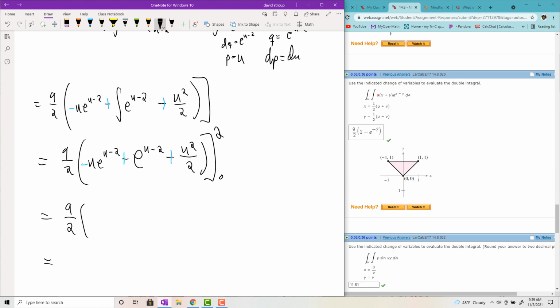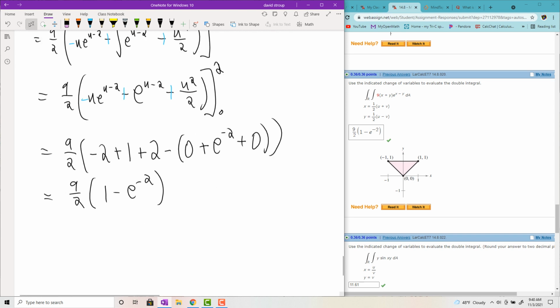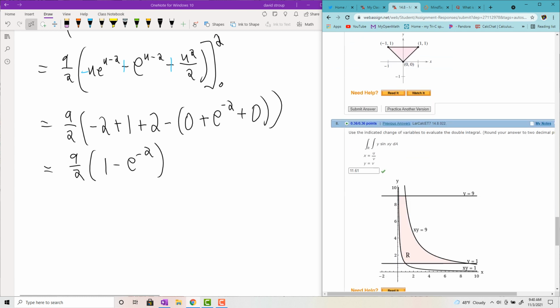Anyways, plugging in 2, what do we get? So we get negative 2 and then e to the 2 minus 2, which is just negative 2, plus e to the 2 minus 2, which is just 1, and then plus 4 over 2, which is 2, then minus 0 plus e to the negative 2 plus 0, and of course that's just 9 halves times 1 minus e to the negative 2. Okay, all right, so I want to do that one.